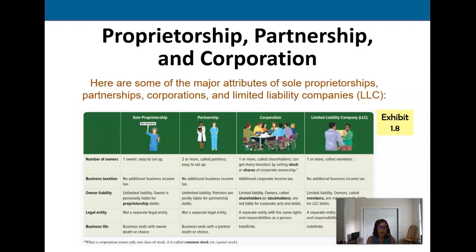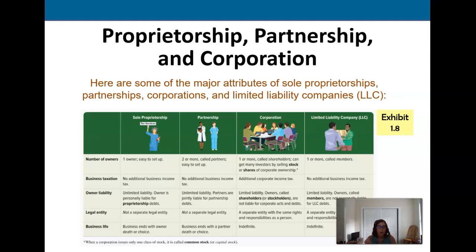It is just the individual, and there's no formal structure, there's no registration that has to occur with the state. They can just decide that they are in business and boom, they are.